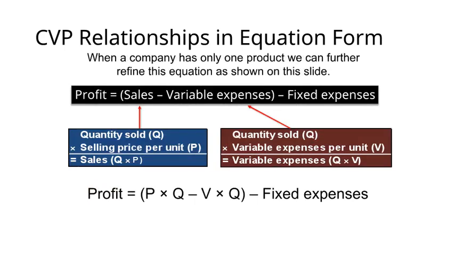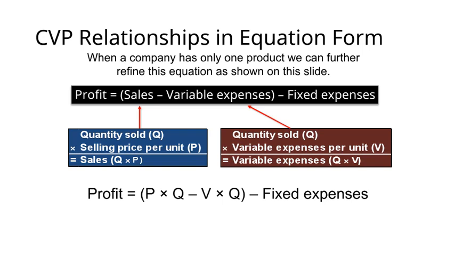Part 1, if the company sells a single product, like Racing Bicycle Company, we can express the sales and variable expenses as shown in the blue and brown boxes. Sales are equal to the quantity sold, Q, times the selling price per unit sold, P, and variable expenses are equal to the quantity sold, Q, times the variable expenses per unit, V. Part 2, for the single product company, we can refine the equation as shown on the screen. We can complete the calculations shown in the previous slides using the contribution income statement approach using this equation.